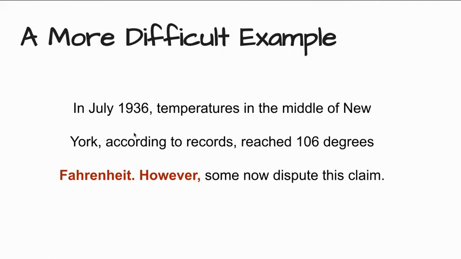You might look at this one and say, well, maybe this should have been separated out and maybe a period put here. But that's where you can use that other strategy of trying to read each part separately. In July 1936, temperatures in the middle of New York. Not a complete thought. It has to have more. So we don't have a verb in this sentence. Here is our verb, reached. So in July 1936, temperatures in the middle of New York, according to records, reached 106 degrees Fahrenheit.